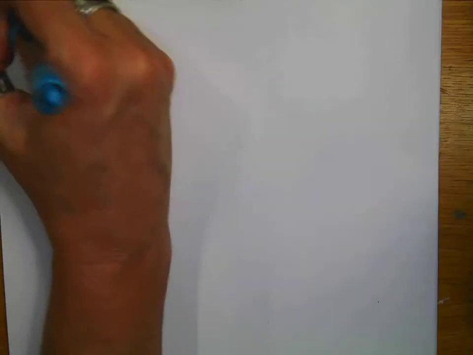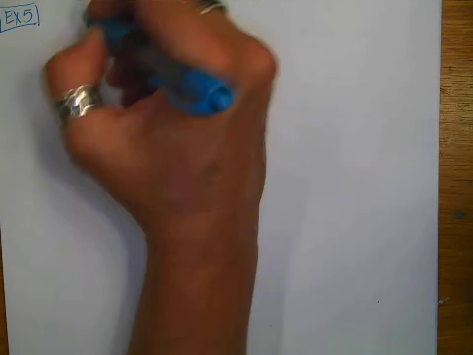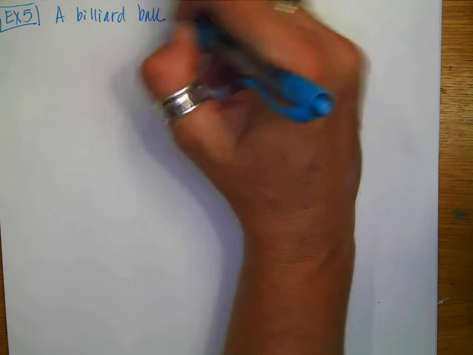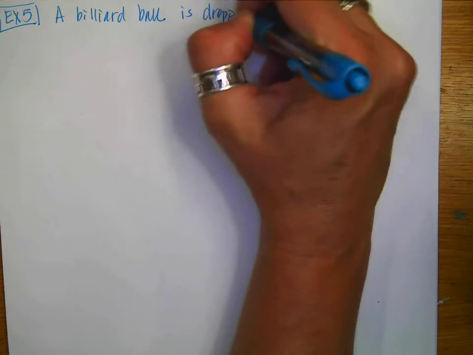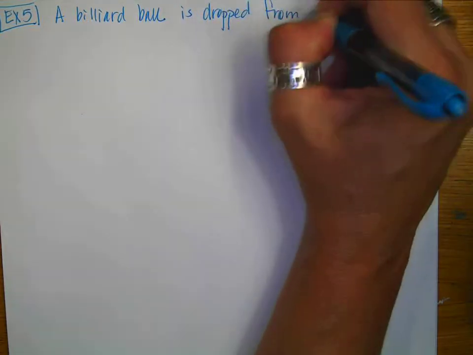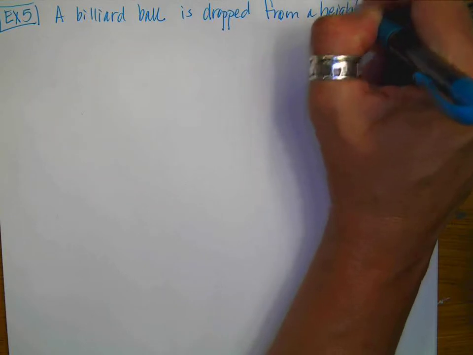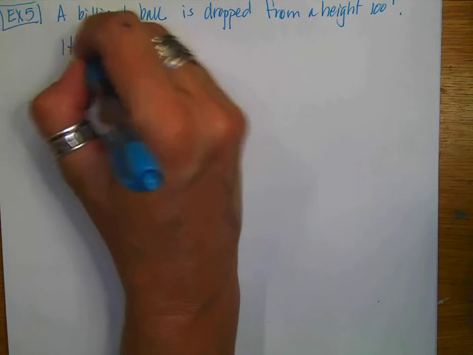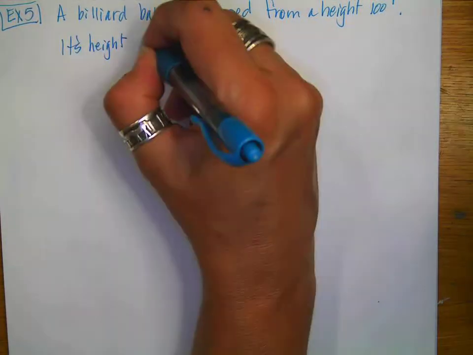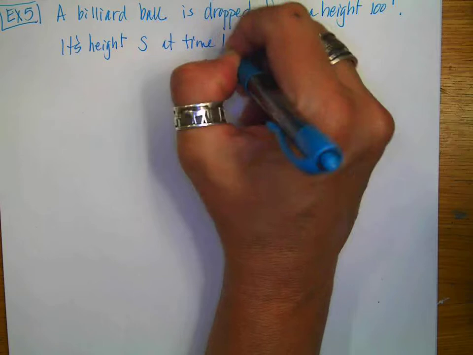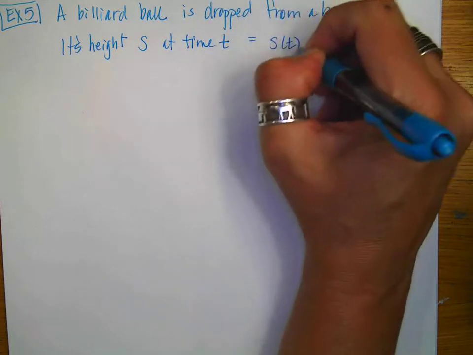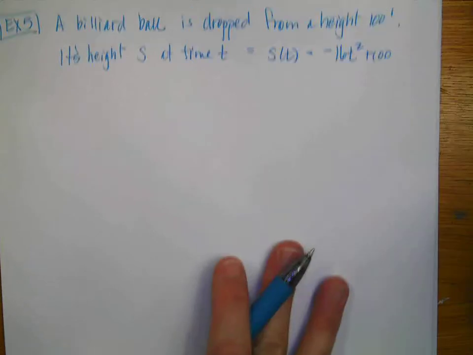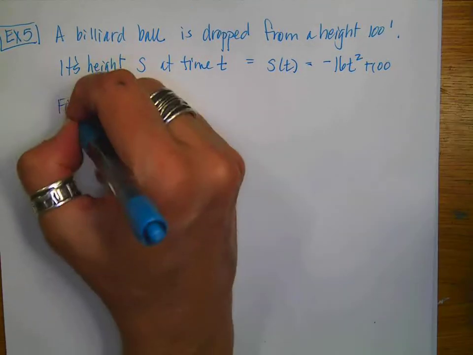All right, for your next example, we have a little word problem. Example 5, so bear with me as I scribble it all out. We have a billiard ball, I love to play pool because it's all about physics, that is dropped from a height. Maybe these guys aren't playing pool because they're dropping the ball from 100 feet in the air. Its height, s, at time t, s of t, is negative 16t squared plus 100. You'll recognize that equation from physics.